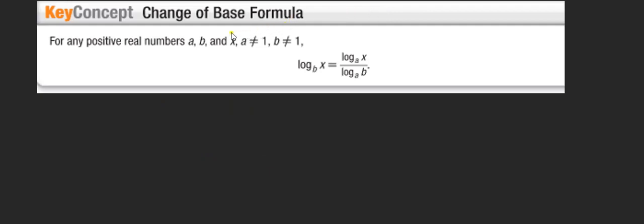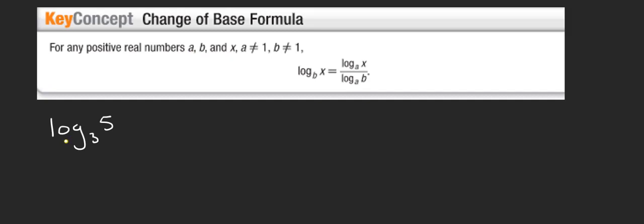And finally, we're going to talk about the change of base formula. When you have log base b of x, this will be the same thing as log base a of x over log base a of b. You need to make sure that a is not equal to 1 and b is not equal to 1, and a, b, and x are all positive real numbers. So let's say you have log base 3 of 5. You could rewrite this as log of 5 over log of 3.